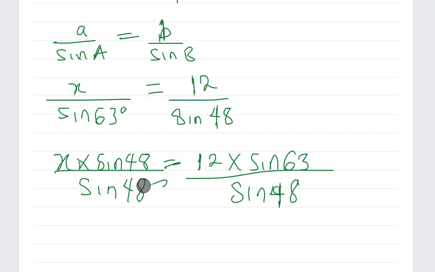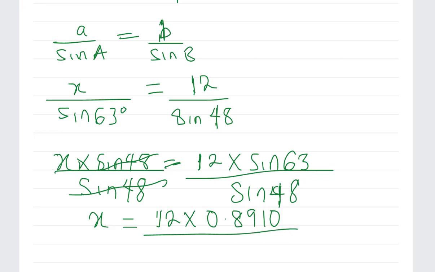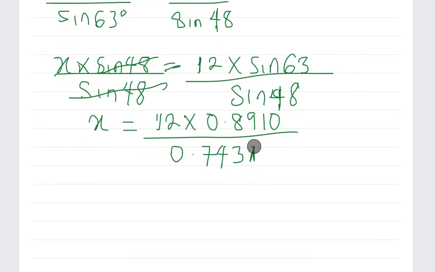So dividing that, this cancels this, such that x will be equal to 12 multiplied by sine 63 all over sine 48. Sine 63 gives us 0.8910 approximately, and sine 48 gives us 0.7431 approximately.